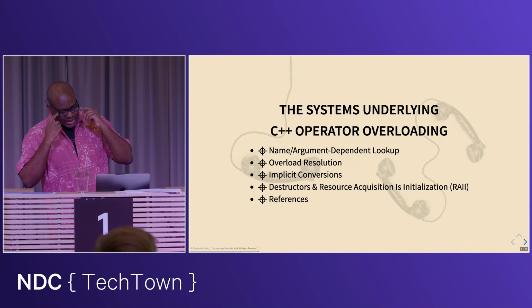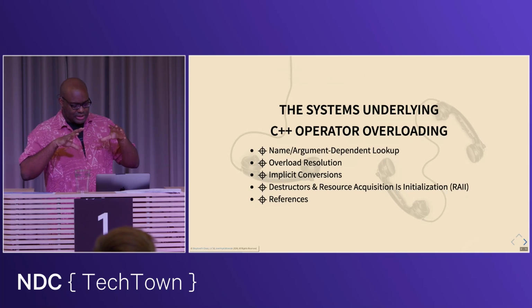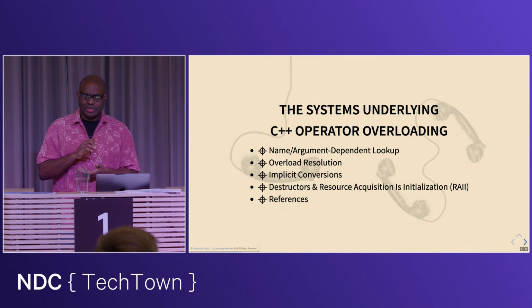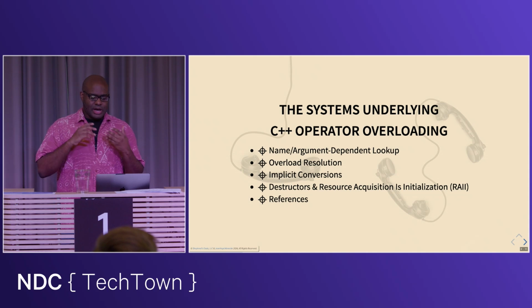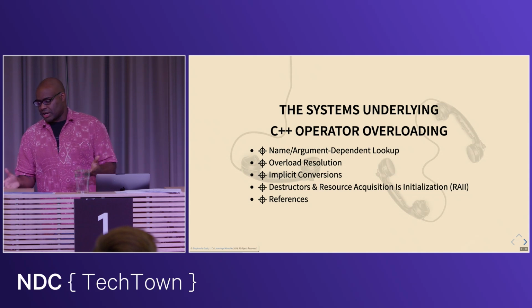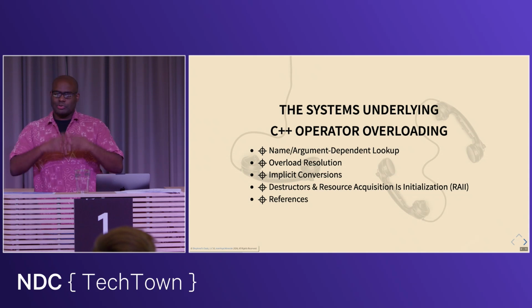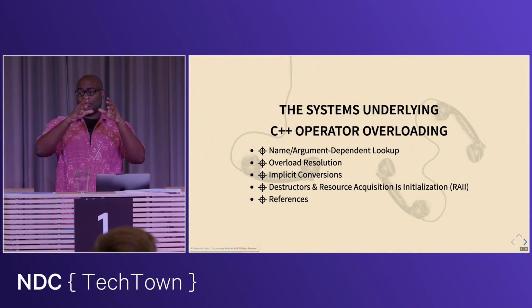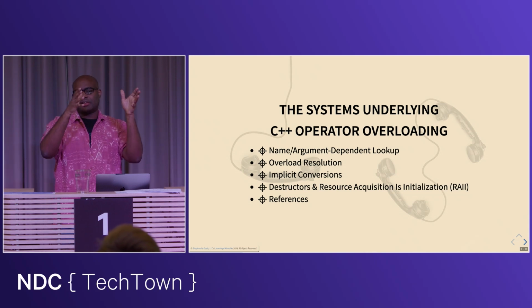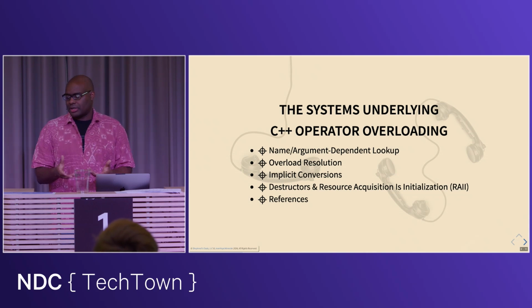So what do I mean by the C++ system? Well, there's a specific set of systems that in C++ work together to conspire to give you operators, right? That allow you to make operator plus, operator minus, operator divide, whatever. And there's about 5 of them. So you have your name or argument dependent lookup, right? So name lookup and argument dependent lookup. So when you call a function or call an operator, right, it goes and searches the existing symbols to find exactly the operators or the functions you're trying to call, right?